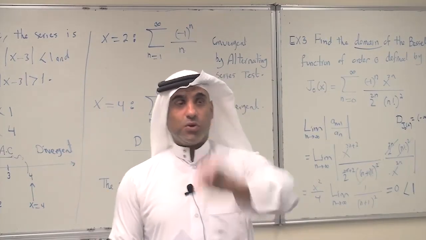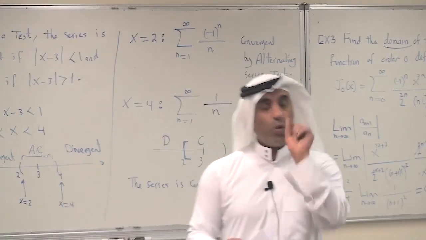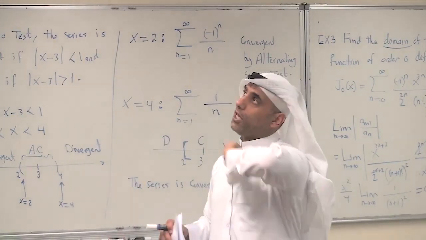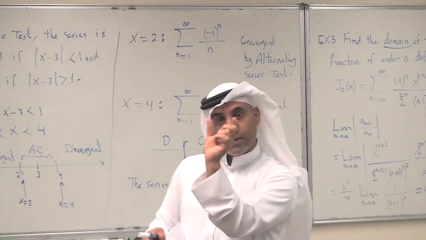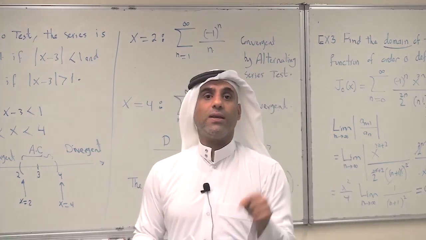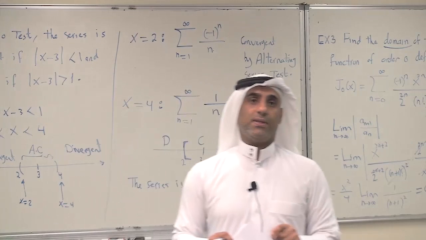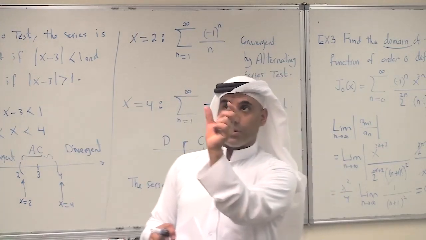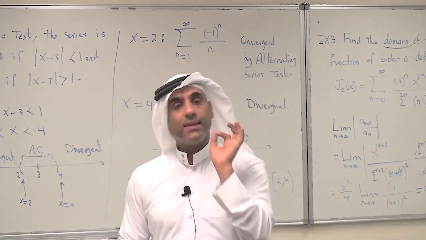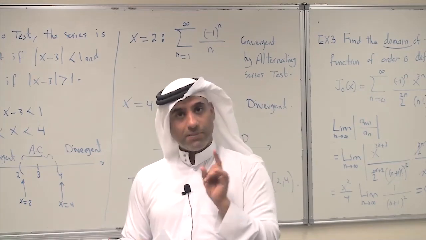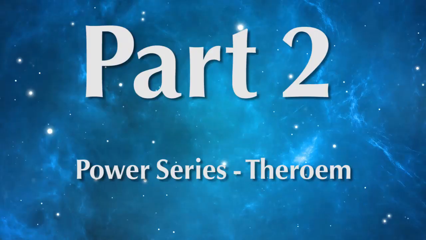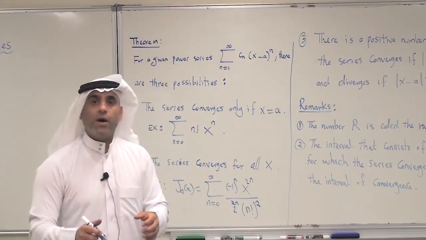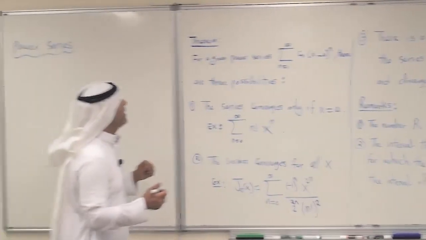Either the series will converge only at the center, or it will converge everywhere, or it will converge over a specific interval. That interval will be called the interval of convergence. And the length from the center to one endpoint is called the radius of convergence. I will summarize this in the following theorem. Now, this nice theorem will summarize the cases we did.